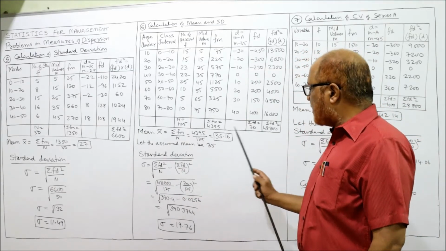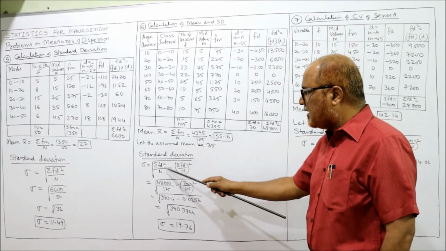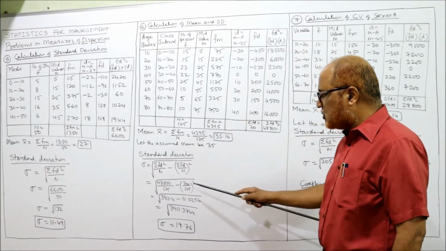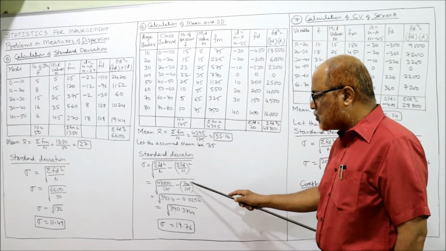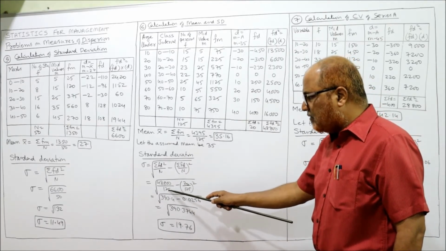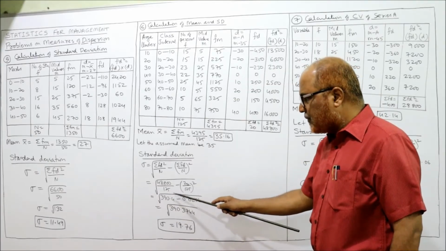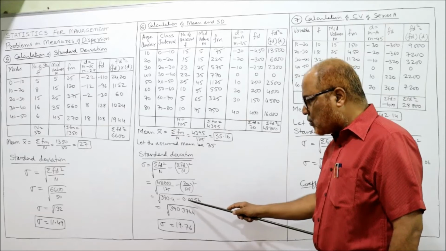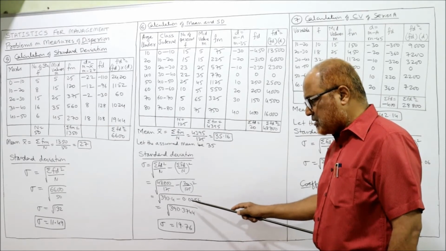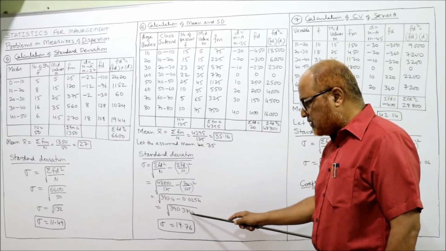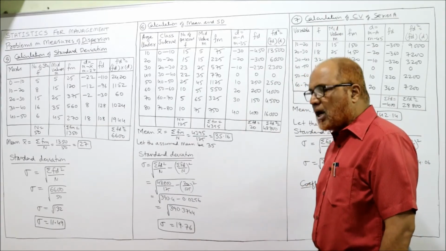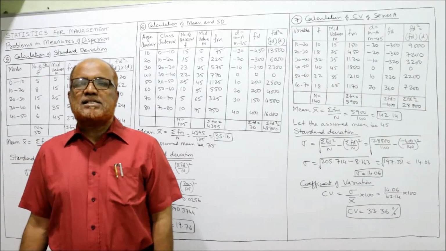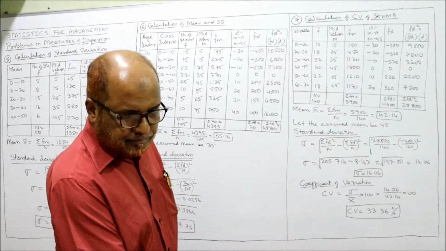Now FD square 48,800 divided by 125. FD by n, FD is 20, 20 divided by 125 whole square, under root. So 48,800 divided by 125 you get 390.4. 20 divided by 125 square, after square you will get 0.0256. Subtract: 390.3744 under root, 19.76. This is the standard deviation.